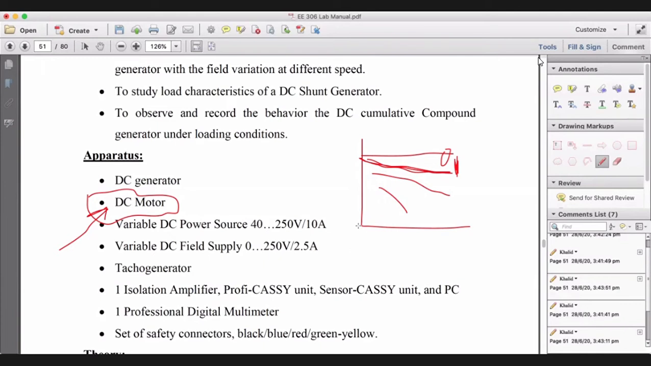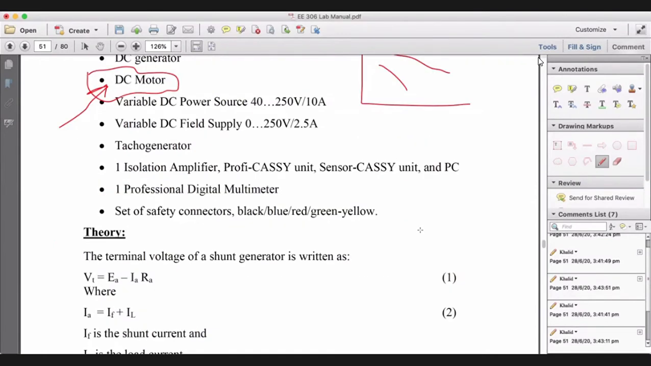So the rest is simple. We have a voltage variable power supply. We have a TACO generator, which is measuring the speed. This TACO is a new thing for you this time. TACO means a device that measures the speed, because today we have a rotating part in our machine. The machine is a generator. A generator is rotating with omega speed. How can I measure it? We have a device. The device name is TACO generator. And also we have an isolation amplifier, multimeter, connectors, fuses, all these things, and PC. These things are as usual.